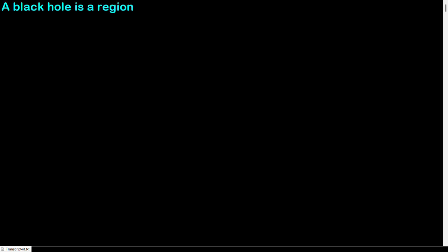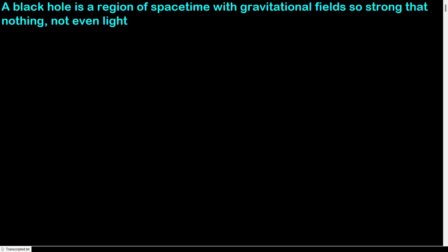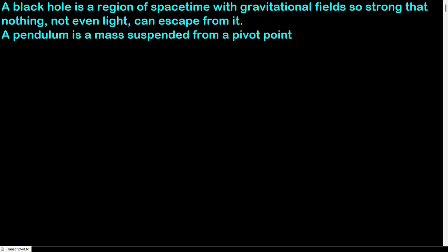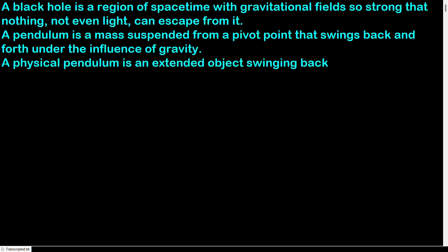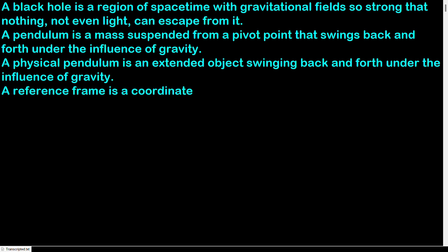A black hole is a region of space-time with gravitational fields so strong that nothing, not even light, can escape from it. A pendulum is a mass suspended from a pivot point that swings back and forth under the influence of gravity. A physical pendulum is an extended object swinging back and forth under the influence of gravity. A reference frame is a coordinate system used to measure and observe motion.